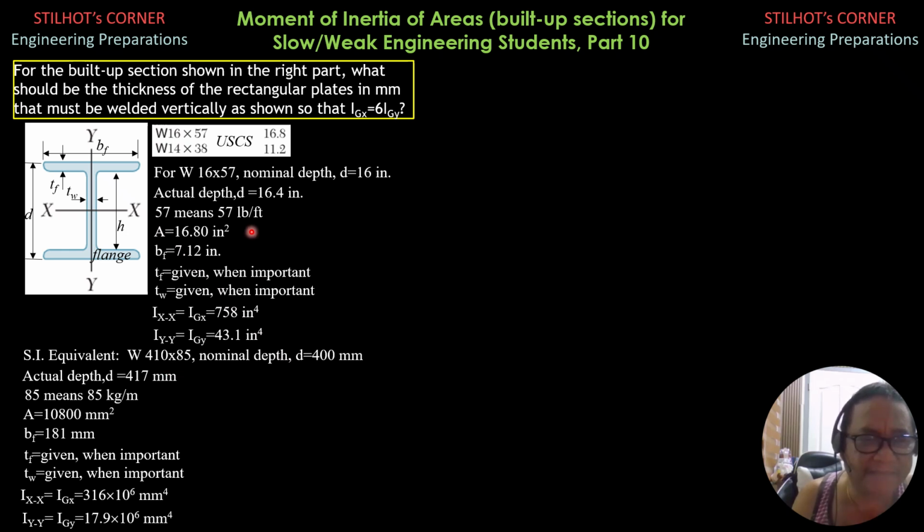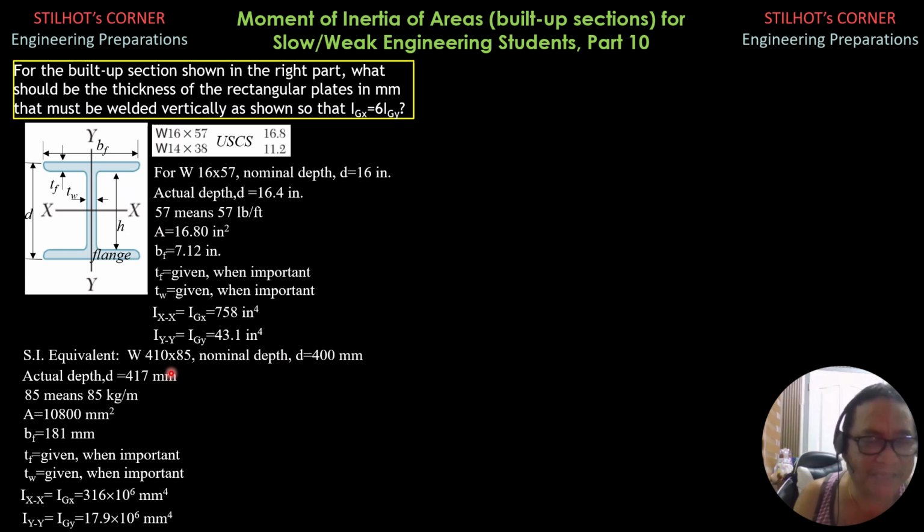Then 57 pounds per foot, we convert this to kilogram per meter this time. 85 means kilogram per meter. So 57 pounds per foot times 1 kilogram per 2.205 pounds, so we divide that by 2.205. And 1 foot is 0.3048 meter, so we divide the value further by 0.3048, and you will get around 85 kilogram per meter.